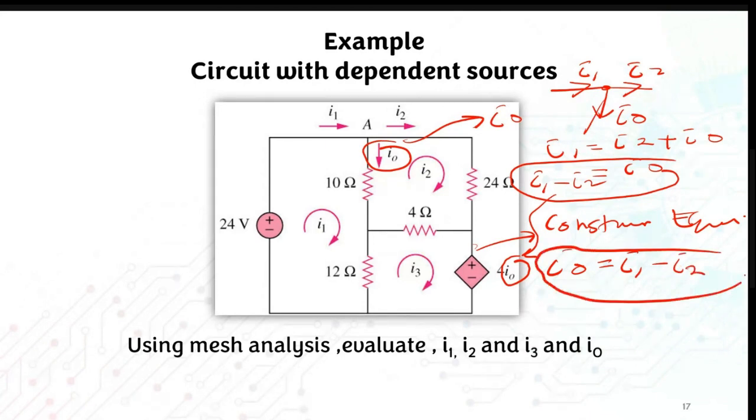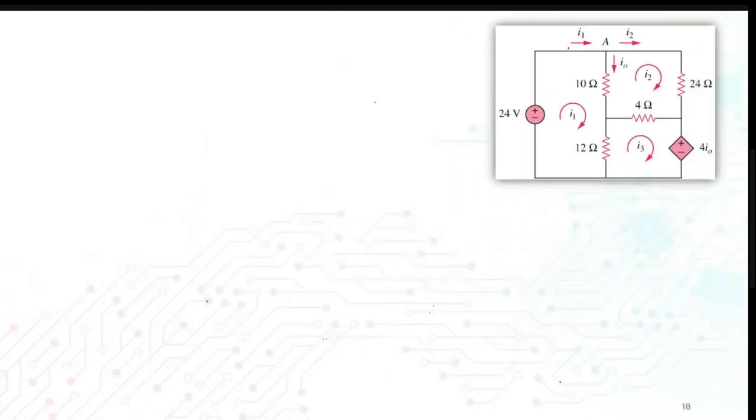You need to substitute this I naught inside these equations. The question asks you to find I1, I2, I3, and I naught as well. So from here, you need to first find I1, I2, and I3. Let's try with mesh I1, mesh 1.